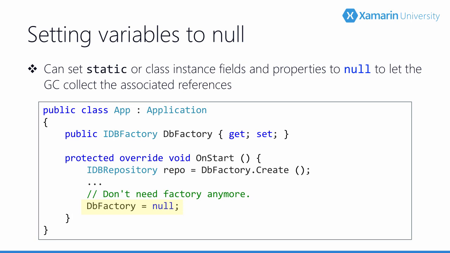Now, one thing that people sometimes get confused about is whether or not they should set values that are used inside of a method, in other words, allocated in the method and used in the method, to null.